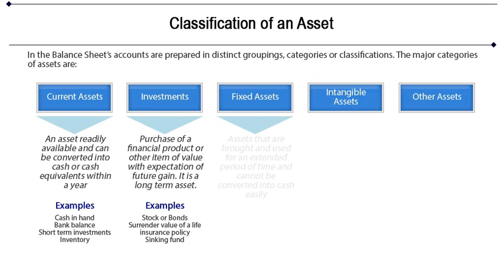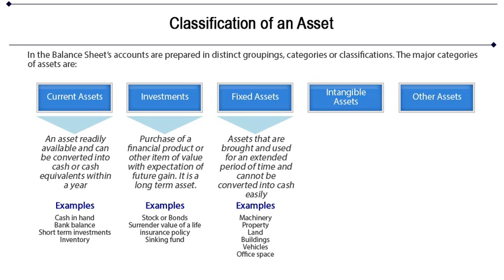Fixed assets. A fixed asset is an asset that is bought and used for an extended period of time and cannot be converted into cash easily. Property, plant, and equipment is another term used for fixed asset. In most cases, only tangible assets are referred to as fixed assets. As the use of these assets is generally more than a year, a depreciation or loss of value is charged to the revenues the asset generates. For example, fixed assets are machinery, property, land, building, vehicles, office space, etc.